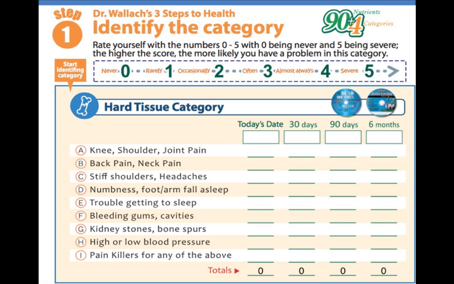Okay? Kidney stones or bone spurs, high or low blood pressure, or painkillers. I have some people say, I don't have any of that pain, I'm taking painkillers.